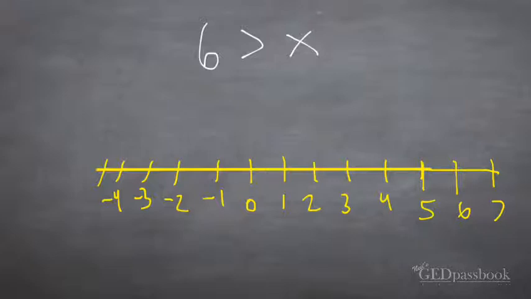Open circle on the 6. Open circle on 6. I like the open circle. I like that it's on the 6. Now tell me, where should I shade in? To the left or to the right? Actually, show me, show of hands. Everybody has to lift up their hands. Should I shade in to the left? Or should I shade in to the right?